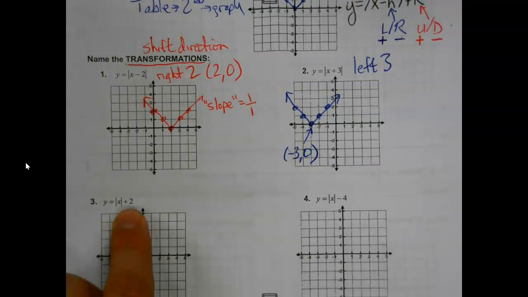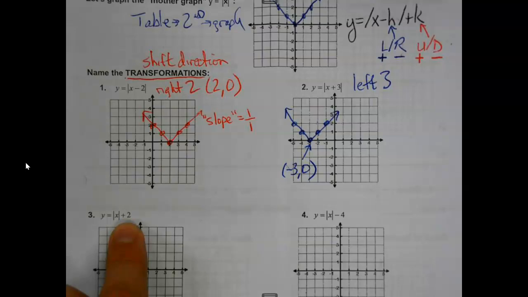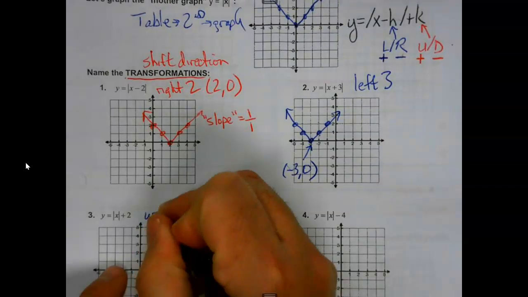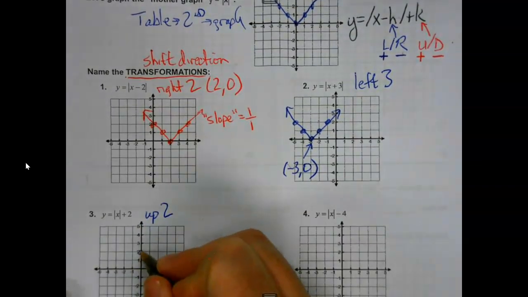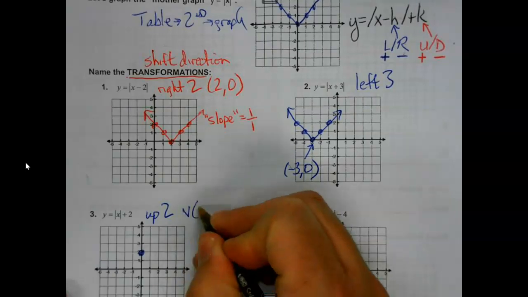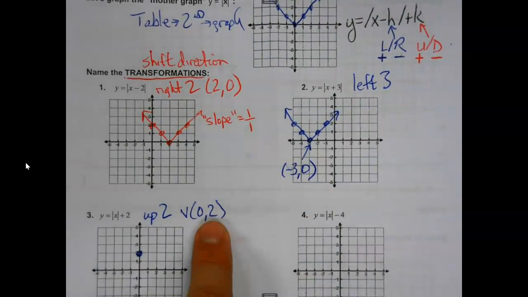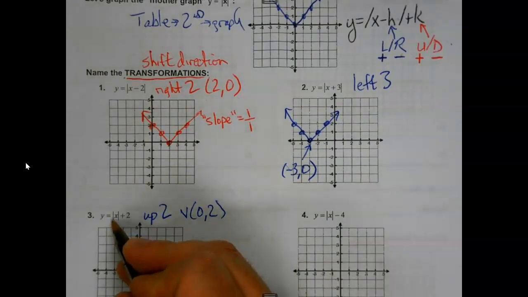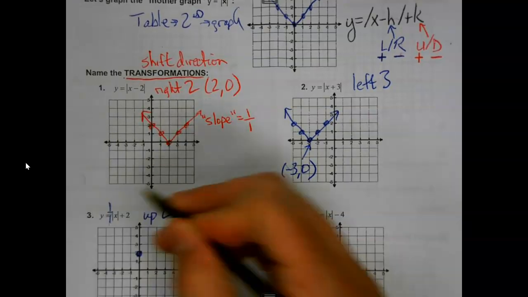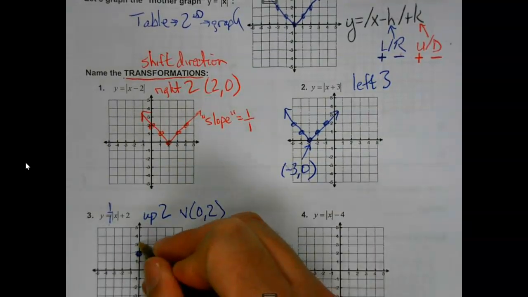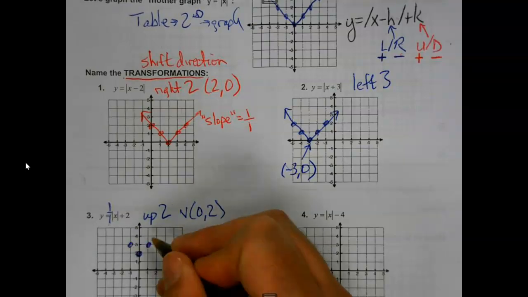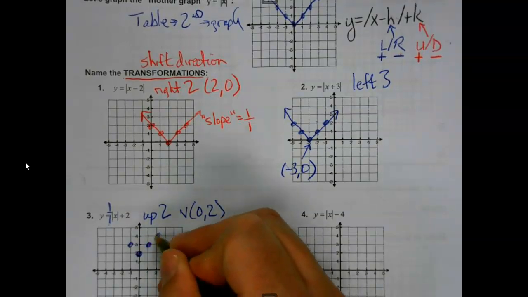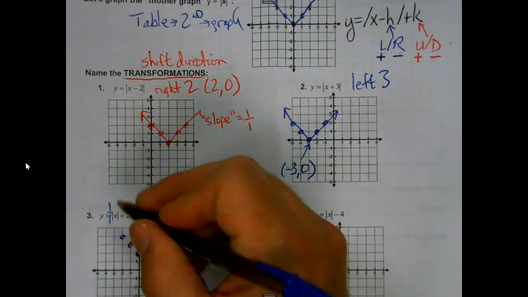Plus 2 outside the absolute value. What direction are we going? Okay, we're going up because it's outside. So, up 2. 1, 2. My vertex is at 0, 2. If we go up or down, that's affecting the y value. But my slope is still 1 over 1. I don't see any number out there. Up 1 and over 1 both ways, because again, we're making a V. Up 1 and over, up 1 and over.